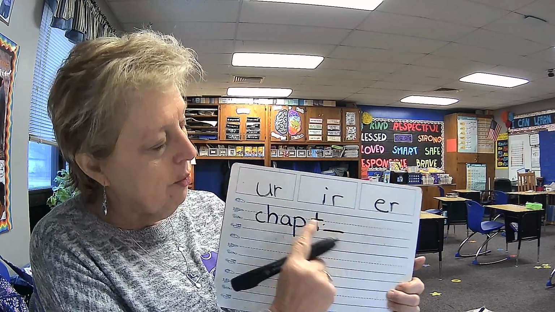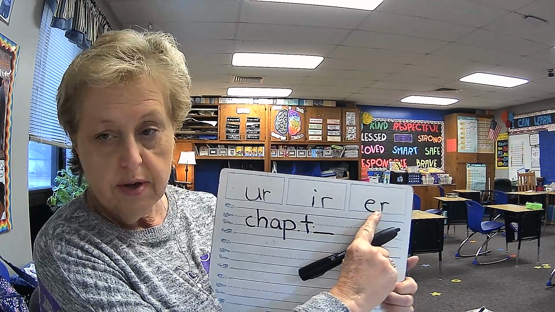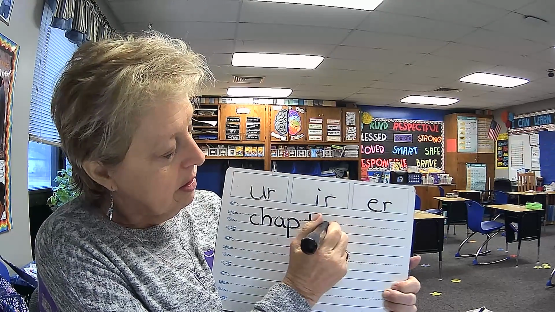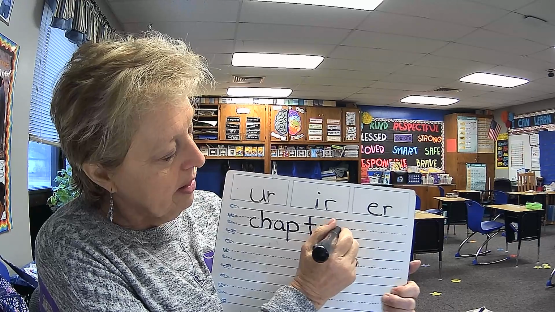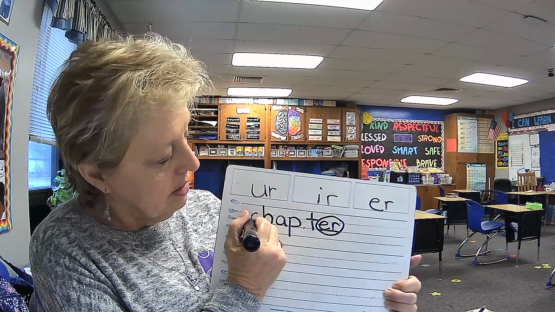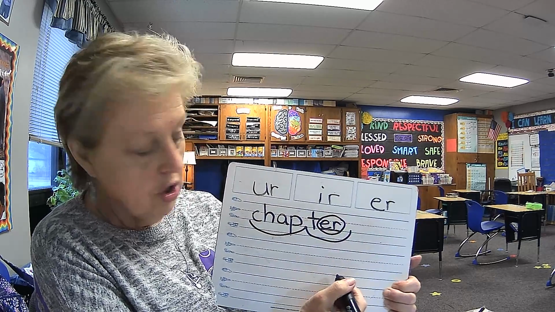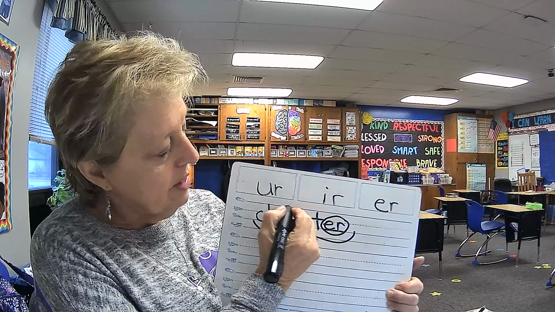Now, what was the rule? When it's at the end of a word, it's always spelled with ER. So we can just put the ER right there and go ahead and circle it. Chapter. So let's scoop it. Chapter.